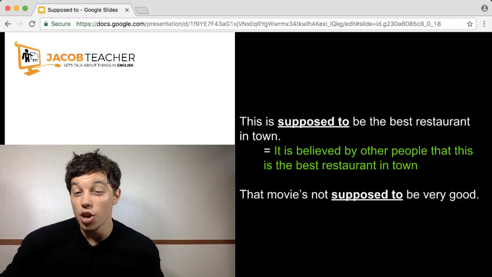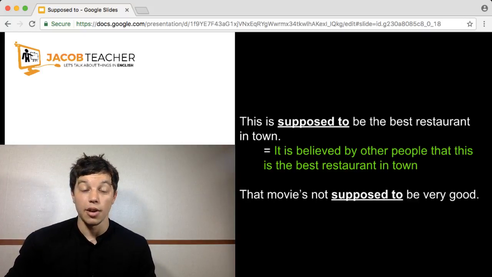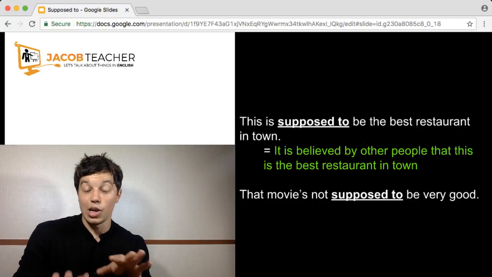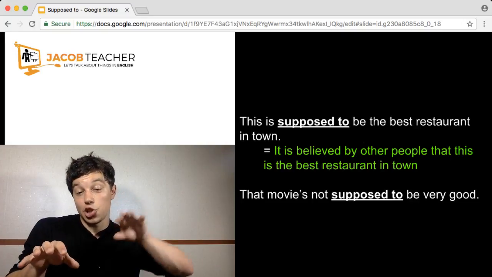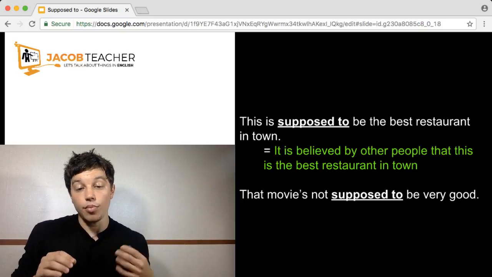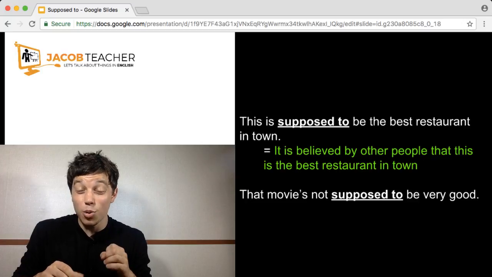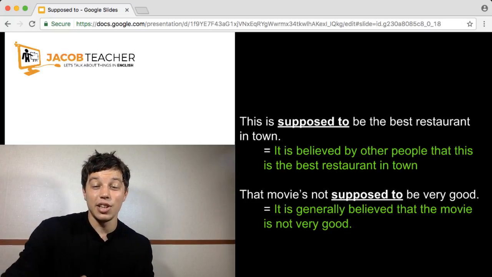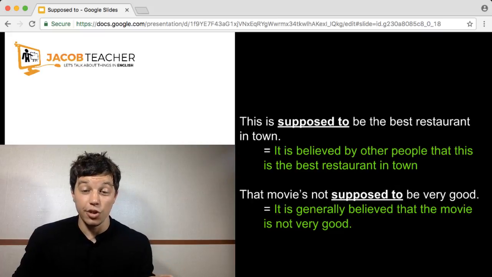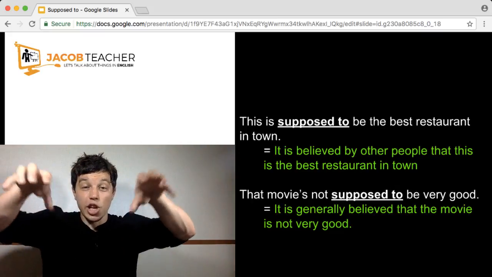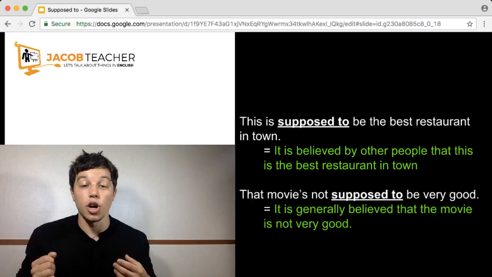That movie's not supposed to be very good. Okay, so imagine you're at a movie theater. Your friend suggests that you should go see some movie. You say, oh, I don't know, that movie's not supposed to be very good. It means it is generally believed that the movie is not very good. So it's that general belief that we're talking about here.